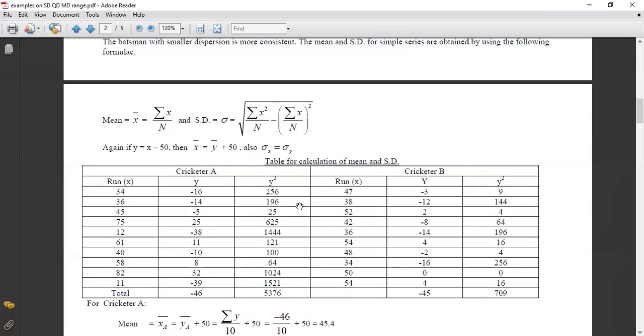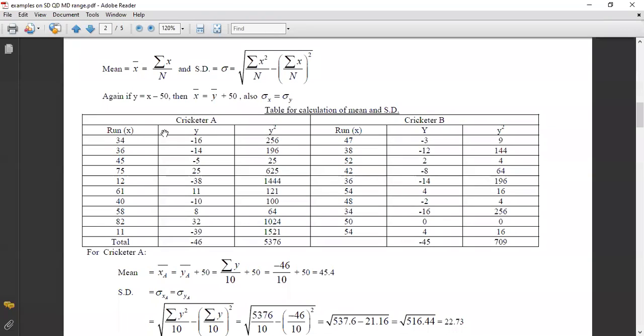Now the calculation is quite easy. For every x you can get y. For the cricketer A, like 34 minus 50 you can get minus 16, 36 minus 50 using this formula you can get minus 14 and so on. You can get the total, that is total y, and this is summation y for cricketer A. Again taking square, it is summation y square for cricketer A. Again this is summation y for cricketer B, right? Again this is summation y square for cricketer B.